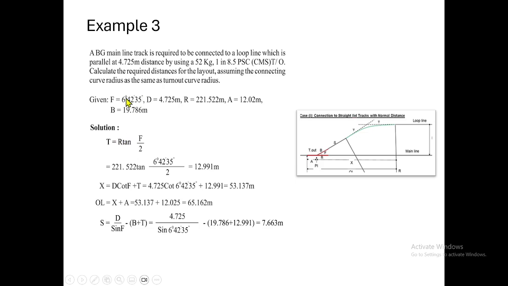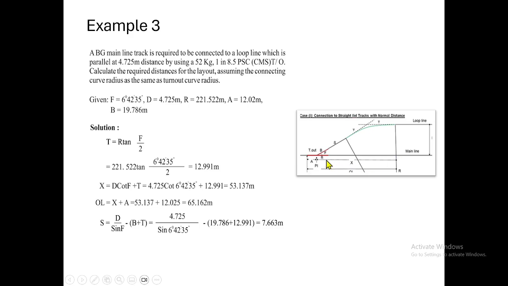Okay. So once all the values are known, using the formula you can find out. First we have to find out the tangent length. Then after that, using the relation, we got 12.991 meter. Then the x distance we can find out.